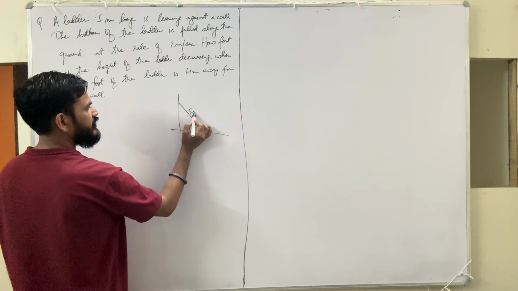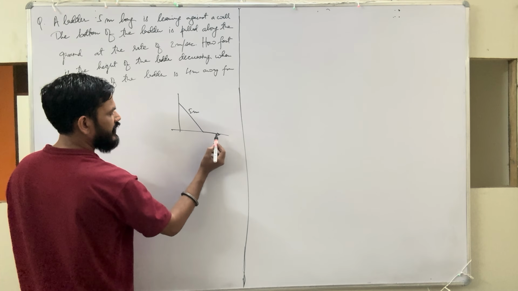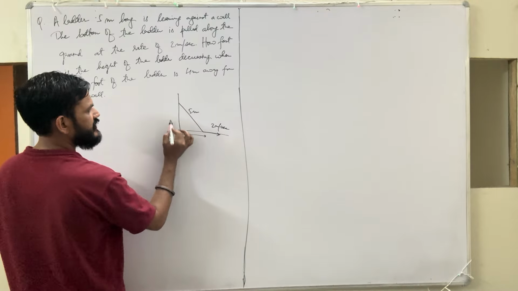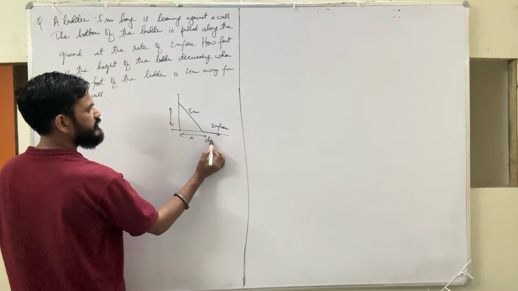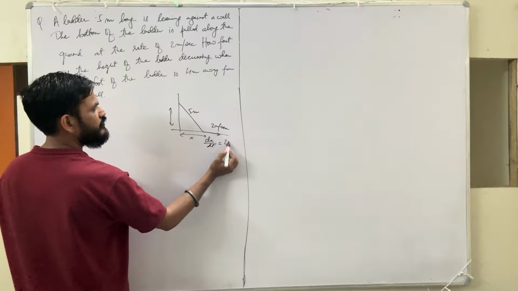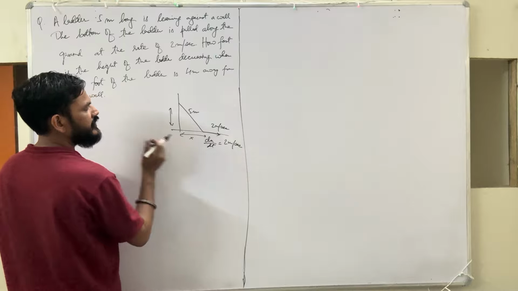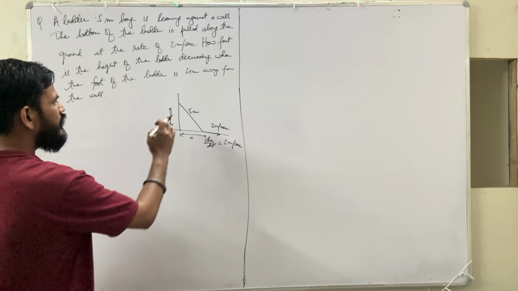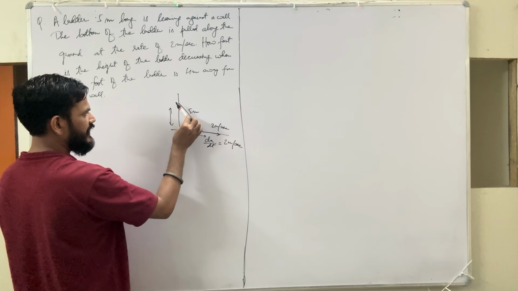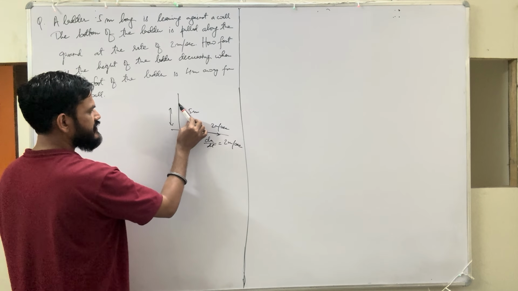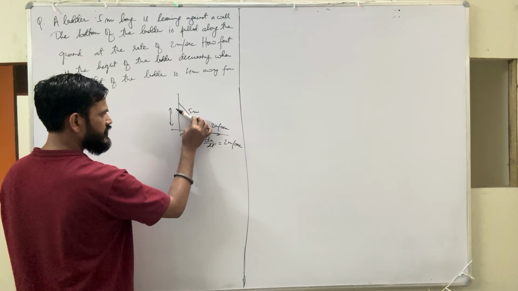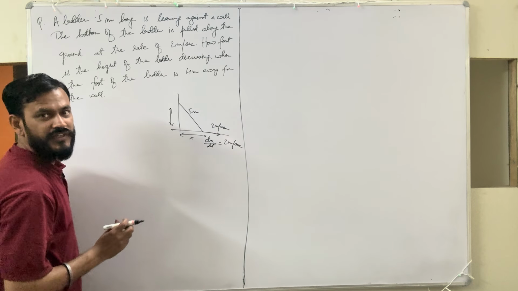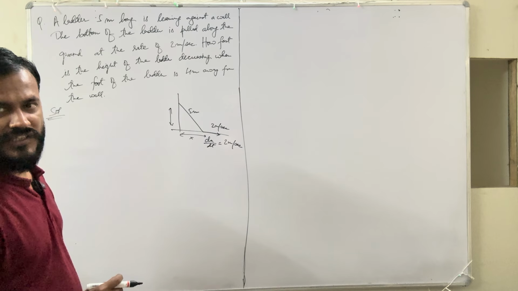This ladder is 5 meter long and it is being pulled at a speed of 2 meter per second. So let this be x-axis and this be y. So dx by dt becomes 2 meter per second. Now we need to find out how fast the height of the ladder is changing. As the ladder is being pulled out, it is also sliding down the wall. That means its height is decreasing. So we need to find out how fast the height of this ladder is changing.